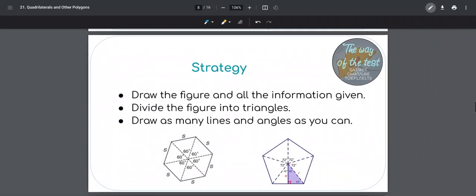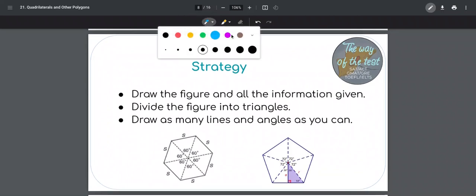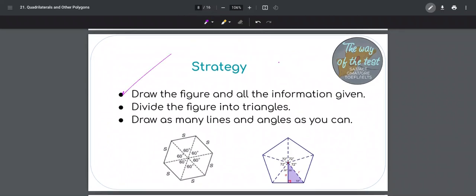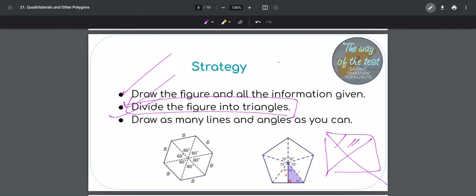What is the strategy? Well, the strategy is pretty much the same as in geometry in general, right? We draw the figure, we draw everything, as many lines as we can. But also, when we have complicated figures, what we want to do is divide them into triangles. If you think about it, even when you have a square, you can just divide your square into 2 triangles or into 4 triangles, and now you can use the formulas and strategy for triangles. Most of these figures can be divided into triangles, so they can be easier to work with.